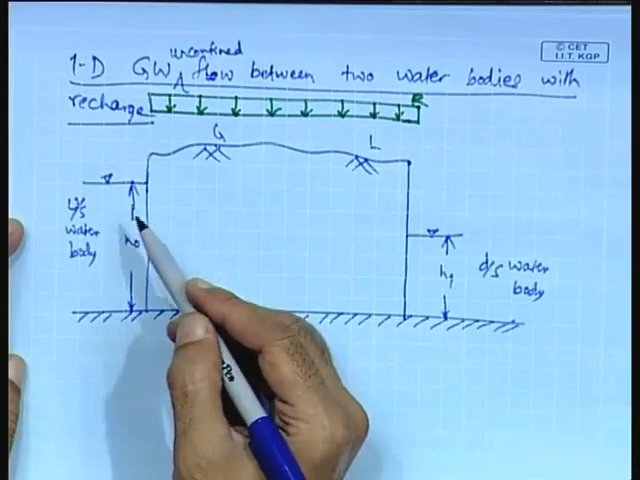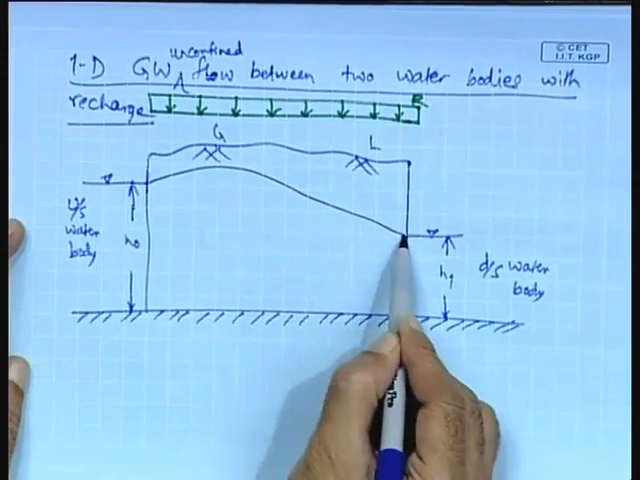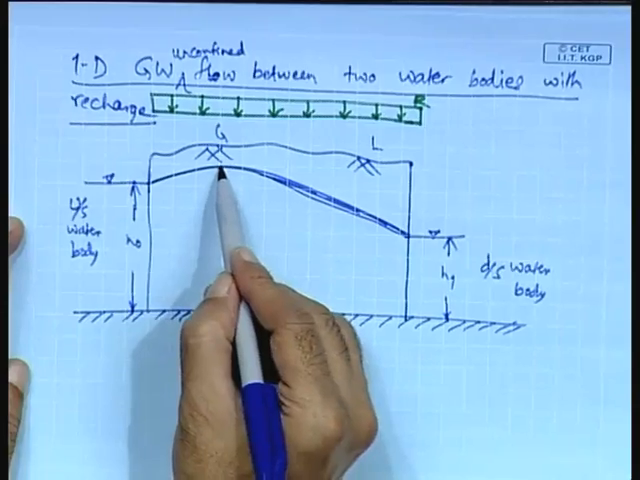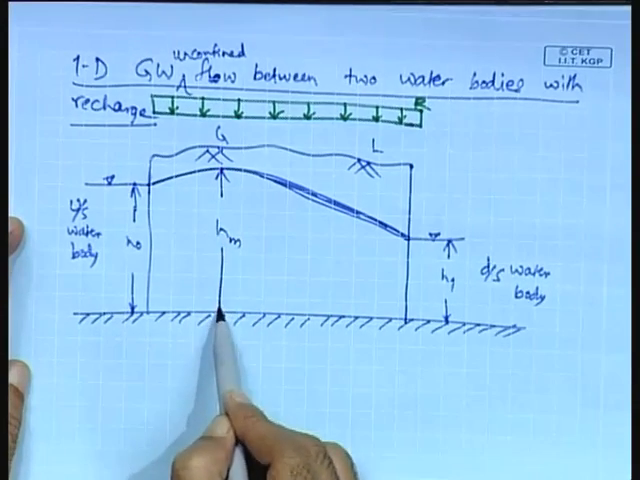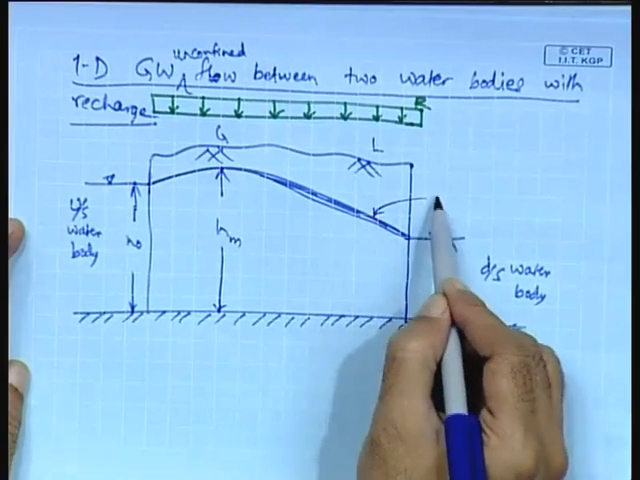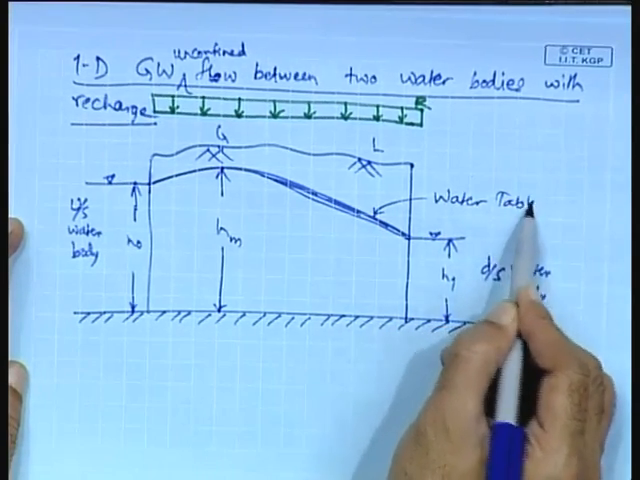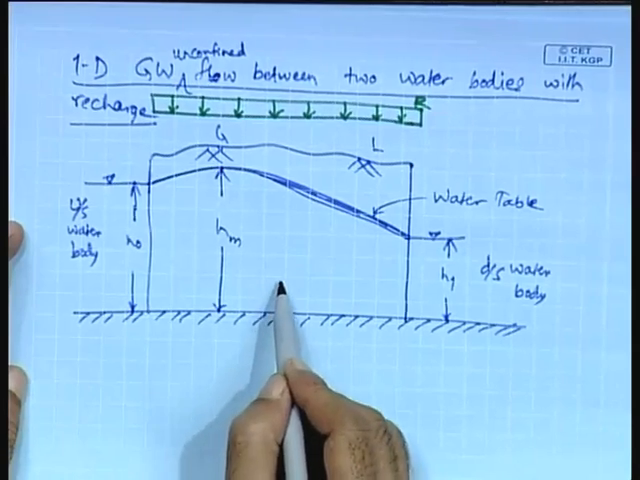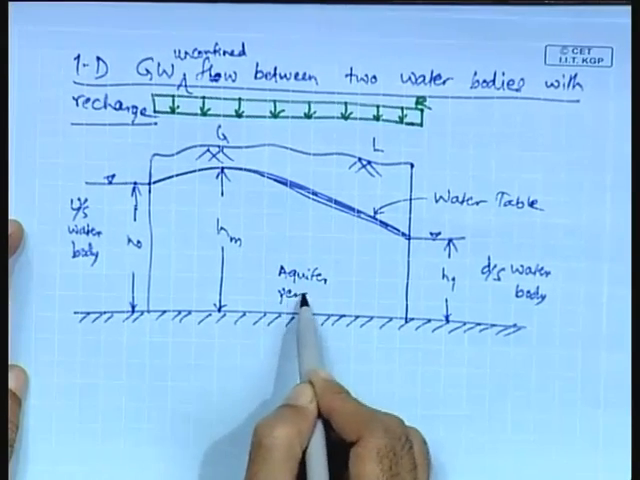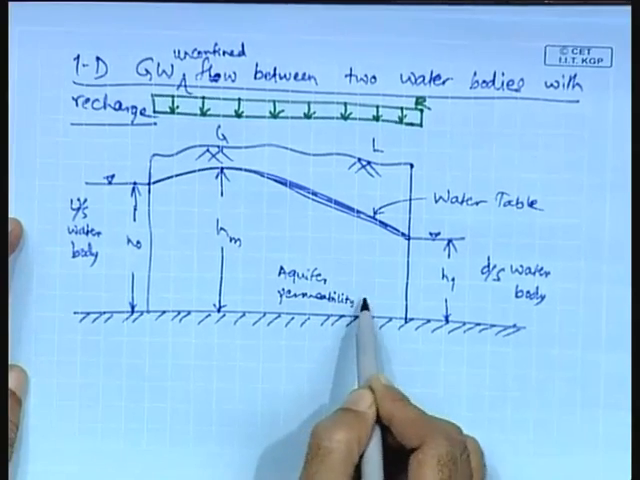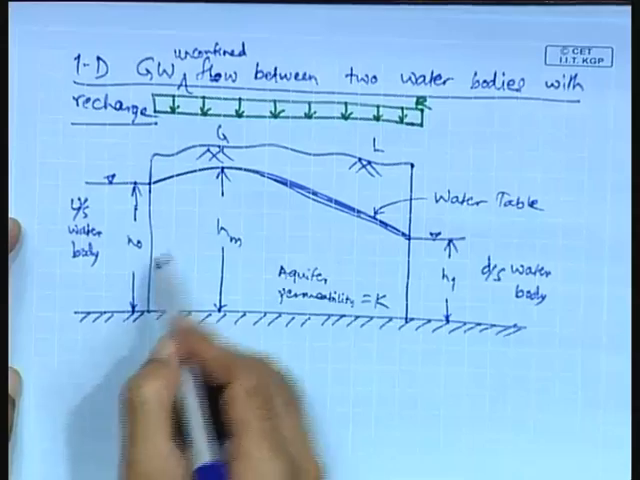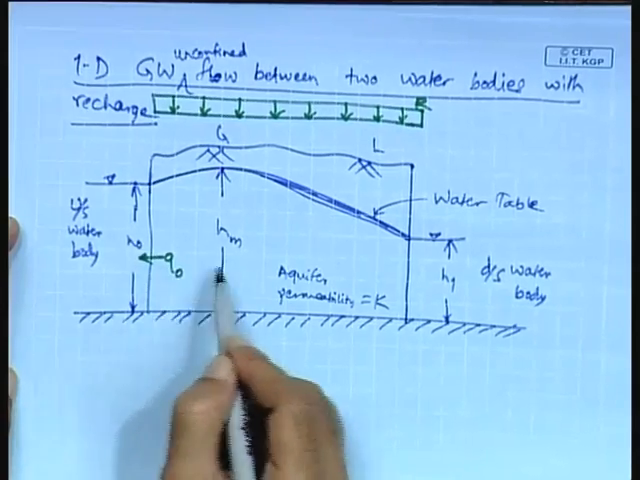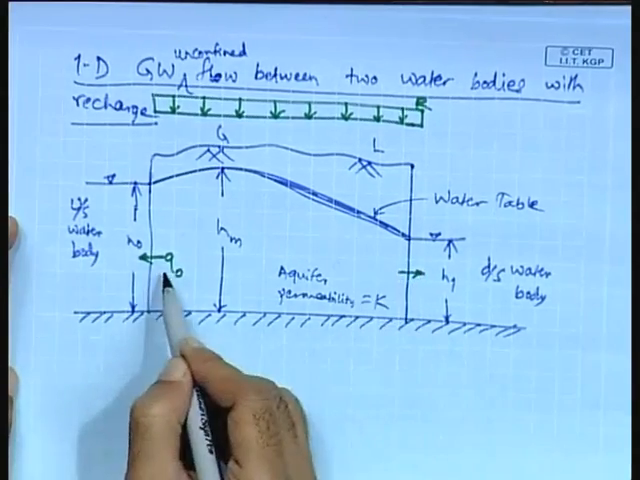In this case the water table will assume a shape like this. There will be a peak somewhere in between, wherein the head is Hm or the H max, and this is the water table. And the aquifer permeability, or hydraulic conductivity, is k, and in this case there is obviously flow into the upstream water body as well as flow into the downstream water body. This is q0, this is q1.